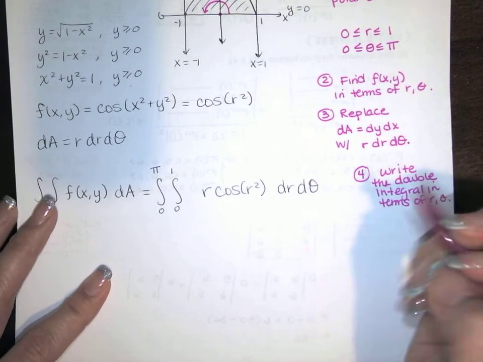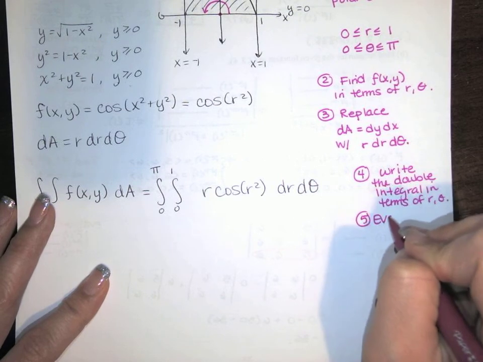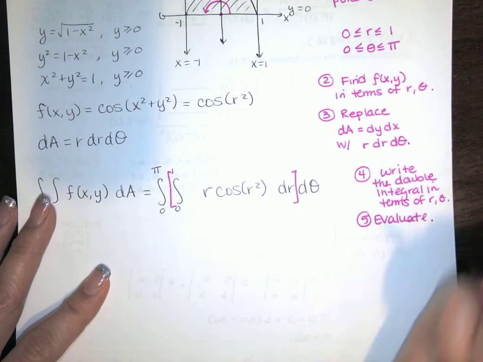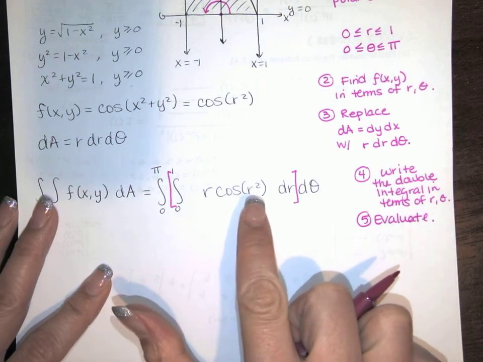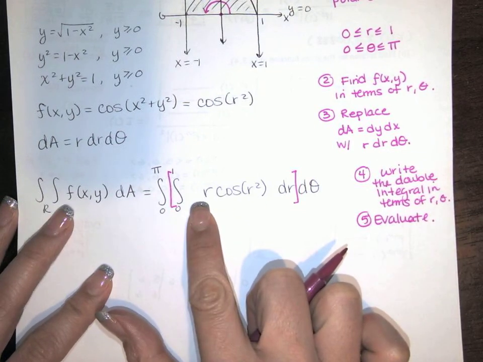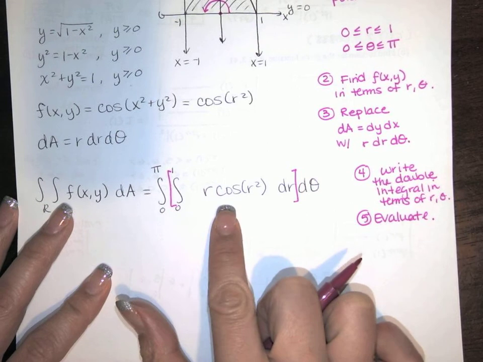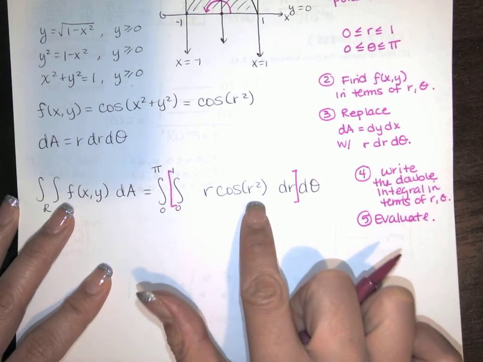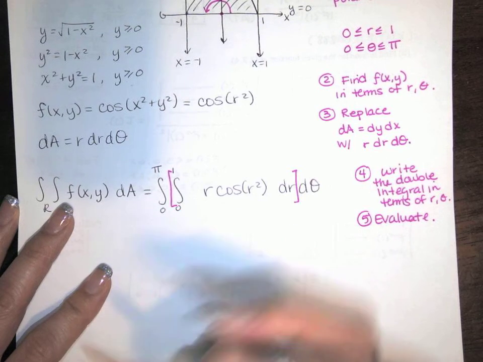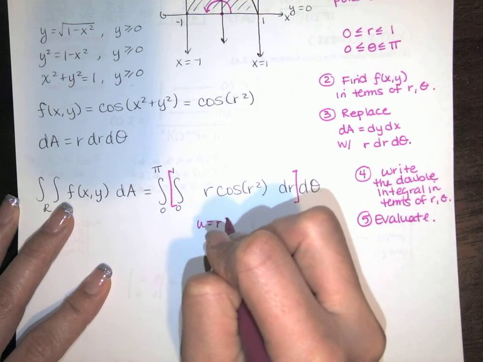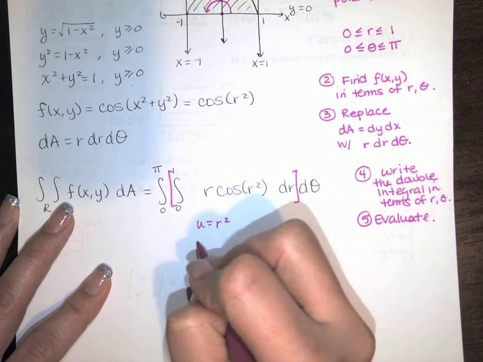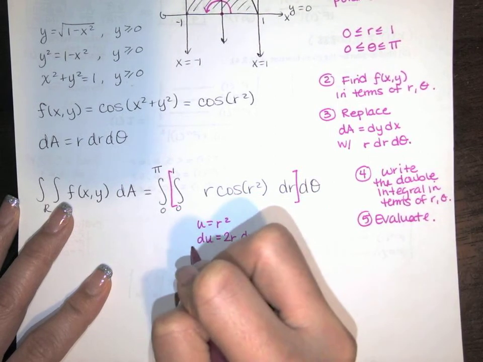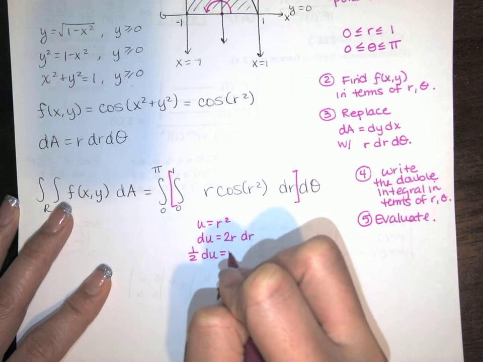Now that I've got this double integral, I will evaluate the integral. So do the inside integral first. And notice you've got an r squared here and an r here. It's not a basic rule because it's a product, but a u sub will work. The derivative of r squared has an r in it, so u sub will work. So let's let u equal r squared. Then du is 2r dr.